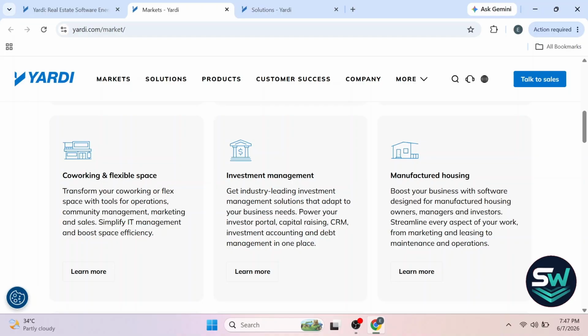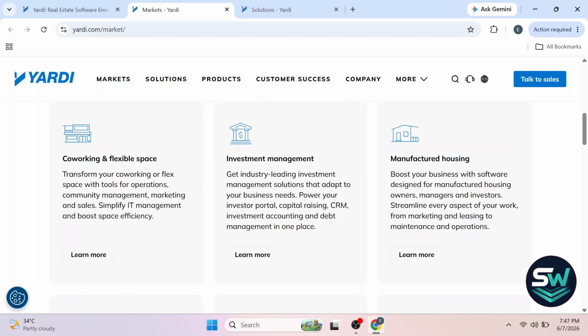Then we have manufactured housing. These tools are built specifically for manufactured housing communities. Users can manage leasing, maintenance, operations, marketing campaigns, and financial activities from a centralized platform.